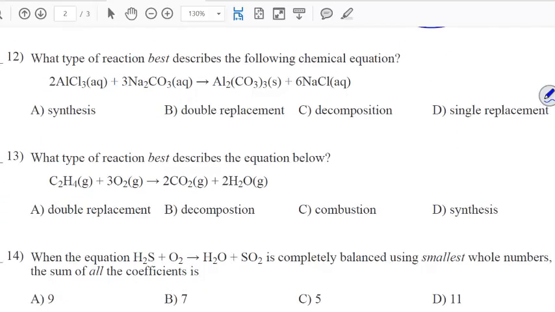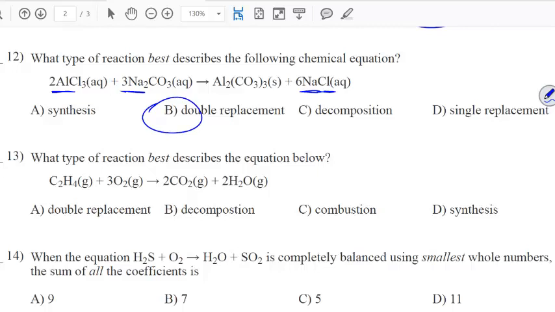Number 12, what type of reaction is this chemical equation? I see all compounds, and it looks to me like the Al and the Na swap partners, right? Because originally Al's with Cl, now Na's with Cl. So we call that wife swap or double replacement.